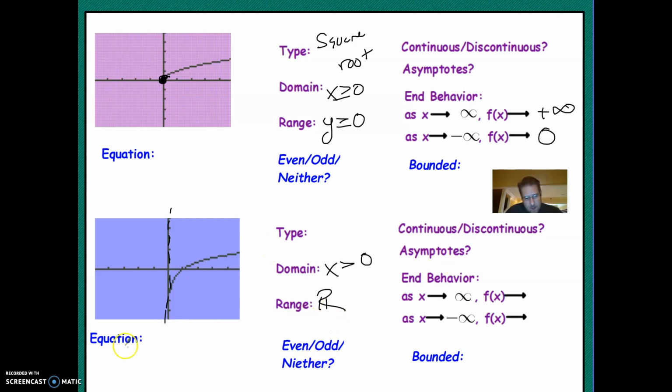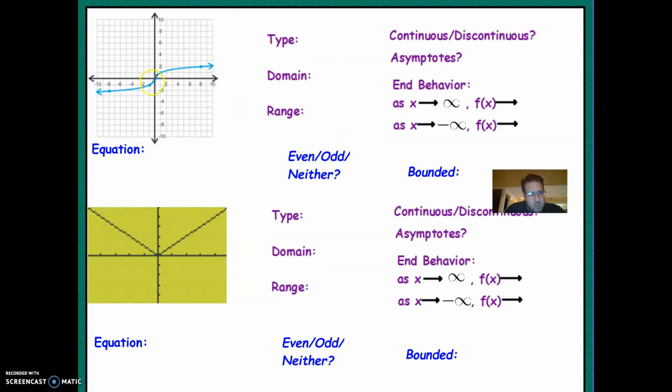This is neither odd nor even. It is not bounded above or below because it goes up and down infinitely. So when you have a range of all real numbers, then basically it's not bounded. Your range kind of tells you whether or not it's bounded or not. This is continuous. It does have an asymptote at x equals 0. Remember, it's a vertical asymptote when it's a logarithmic function. The further you go to the right, the further it goes up towards infinity, and the further you go to the left, the closer it gets to negative infinity.